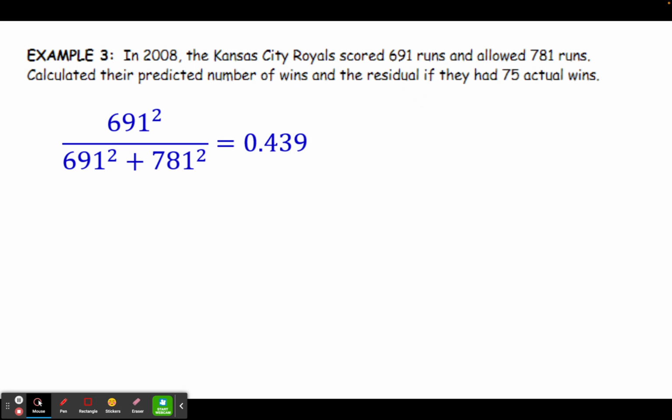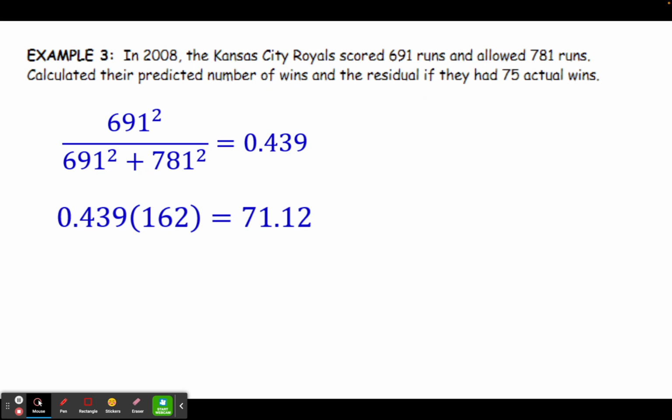So we do runs scored squared on the top, and then the denominator, we have runs scored squared plus runs allowed squared. That gives us a predicted winning percentage of 0.439. Now we need to calculate their expected number of wins. So 0.439 times 162 games in the season means that we're predicting they should win 71.12 games.